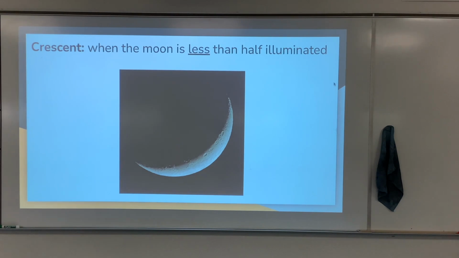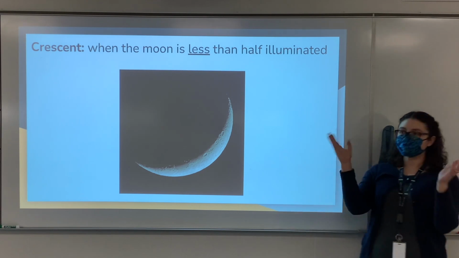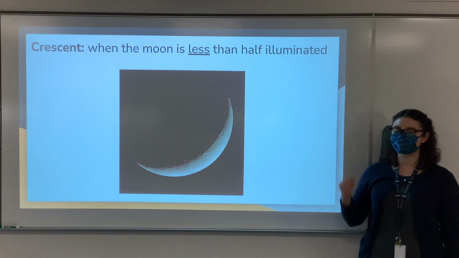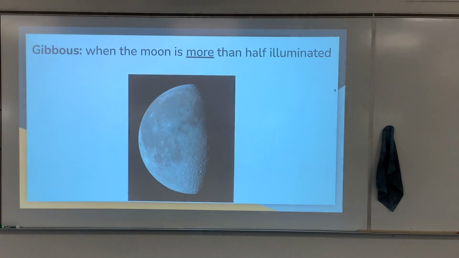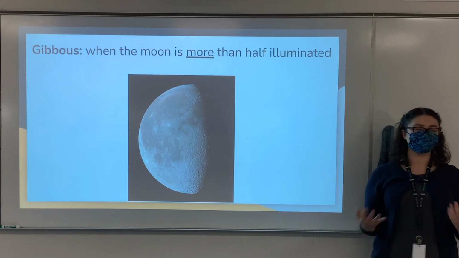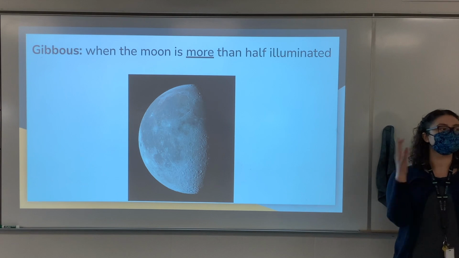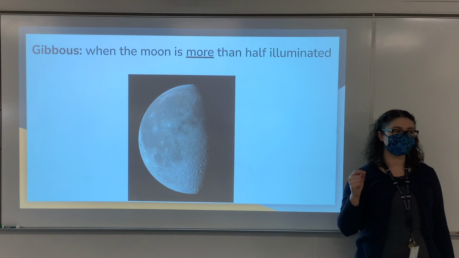A crescent moon is any moon that is less than half illuminated. So a crescent moon can have a variety of sizes. It's just anything that is less than half illuminated. On the other hand, a gibbous moon is anytime the moon is more than half illuminated. Again, the size of a gibbous moon can vary a little bit, but anything that's more than half illuminated is a gibbous moon.